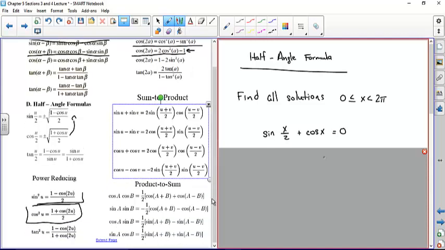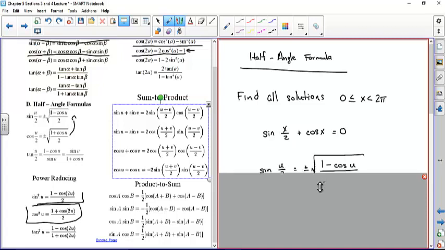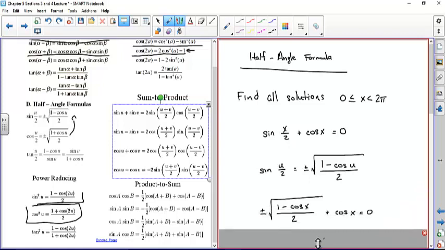So where are the half angle formulas? Here they are. We only have one for the sine: sine of u over 2 equals plus or minus the square root of 1 minus cosine over 2. Okay, so there's the formula I just pointed out. If we make that substitution, you get plus or minus the square root of 1 minus cosine x over 2, plus cosine of x equals 0.